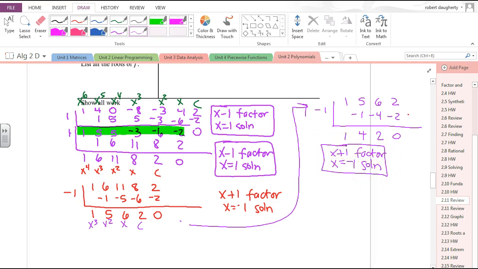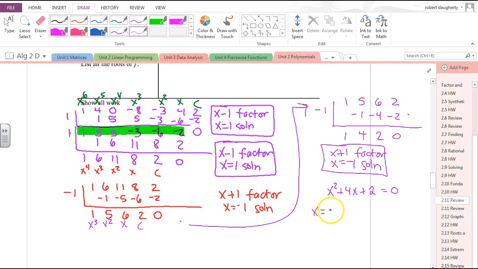And then what I'm left with is x squared plus 4x plus 2. I need numbers that multiply to give me 2 and add to give me 4. Okay, there are no numbers that do that. So in order to find the roots here, I'm going to have to use the quadratic formula.